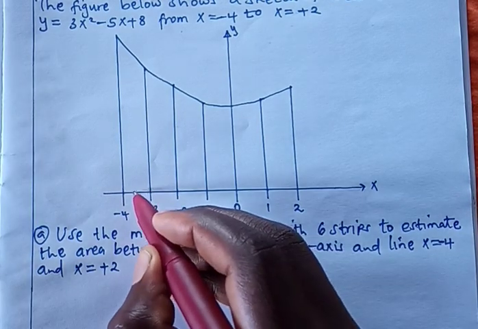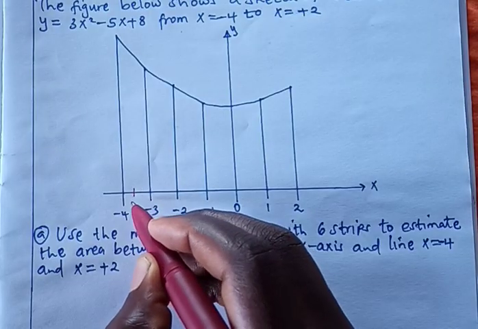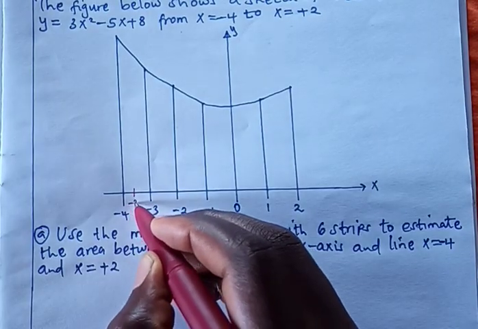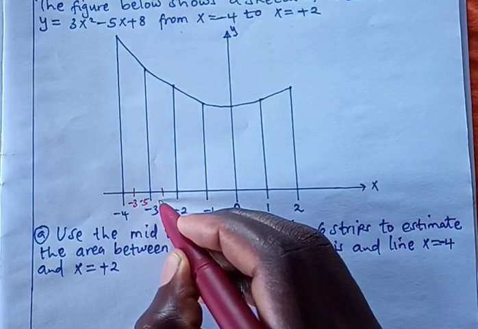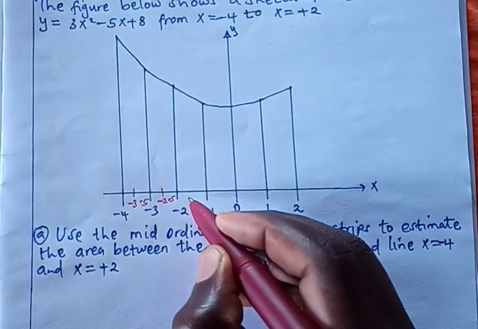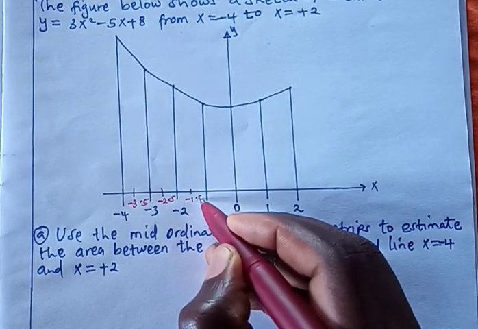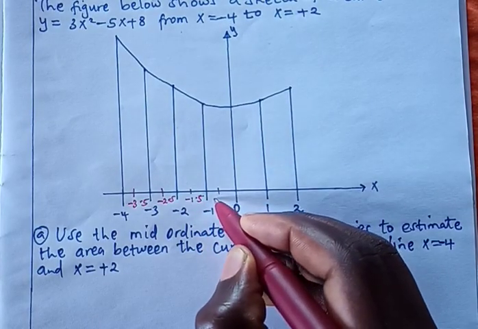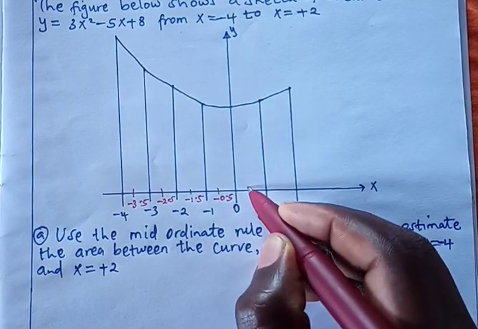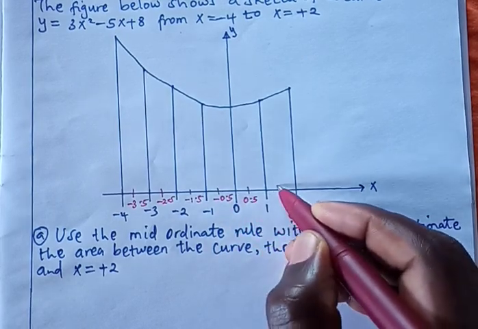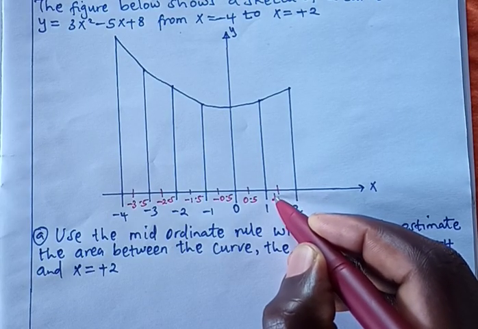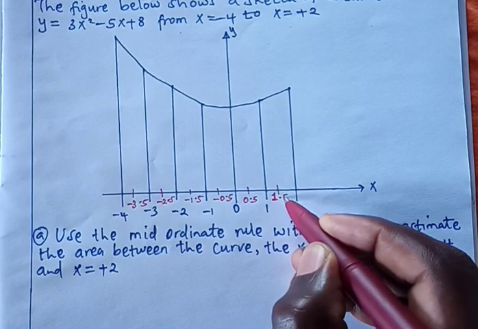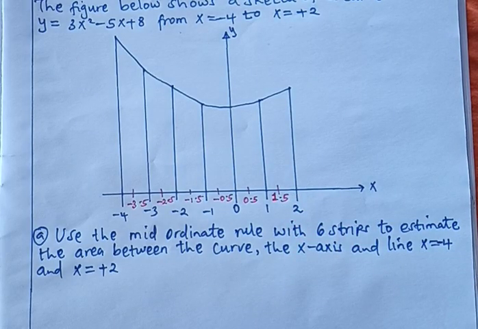So for the middle values, we have to write them before we start. The middle value here is -3.5. These are the ones that we are going to use, and we have -2.5, -1.5, -0.5, positive 0.5, and then positive 1.5. So those are the middle values that we are going to use.